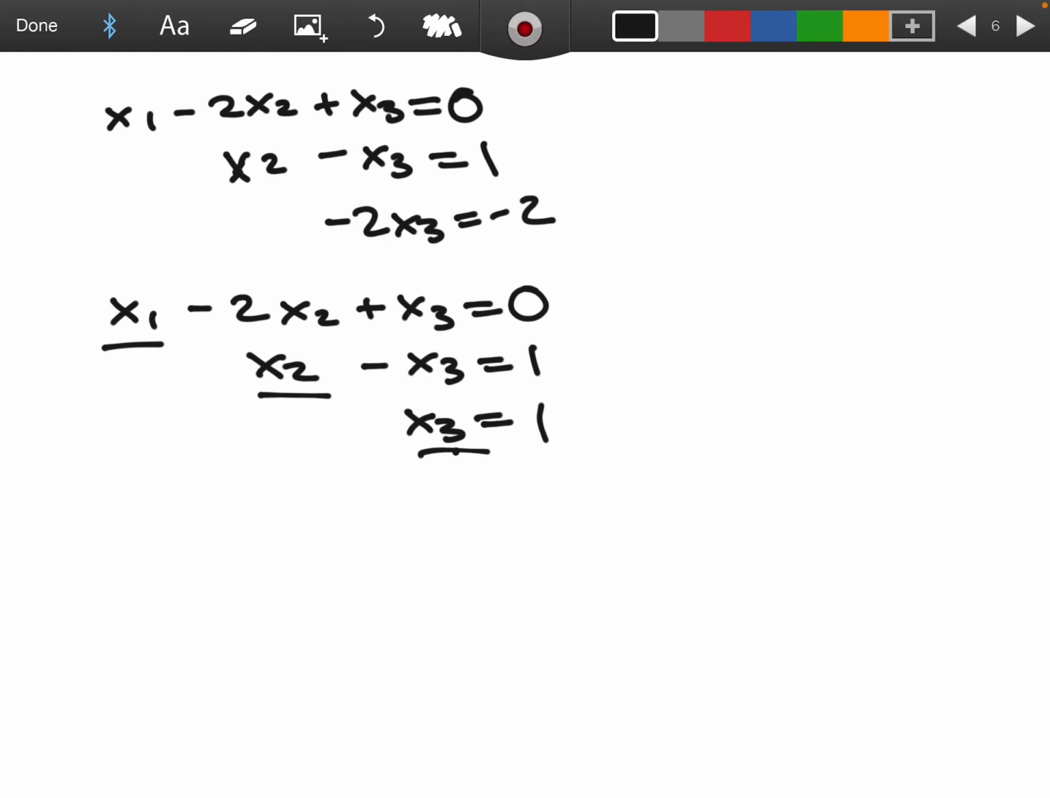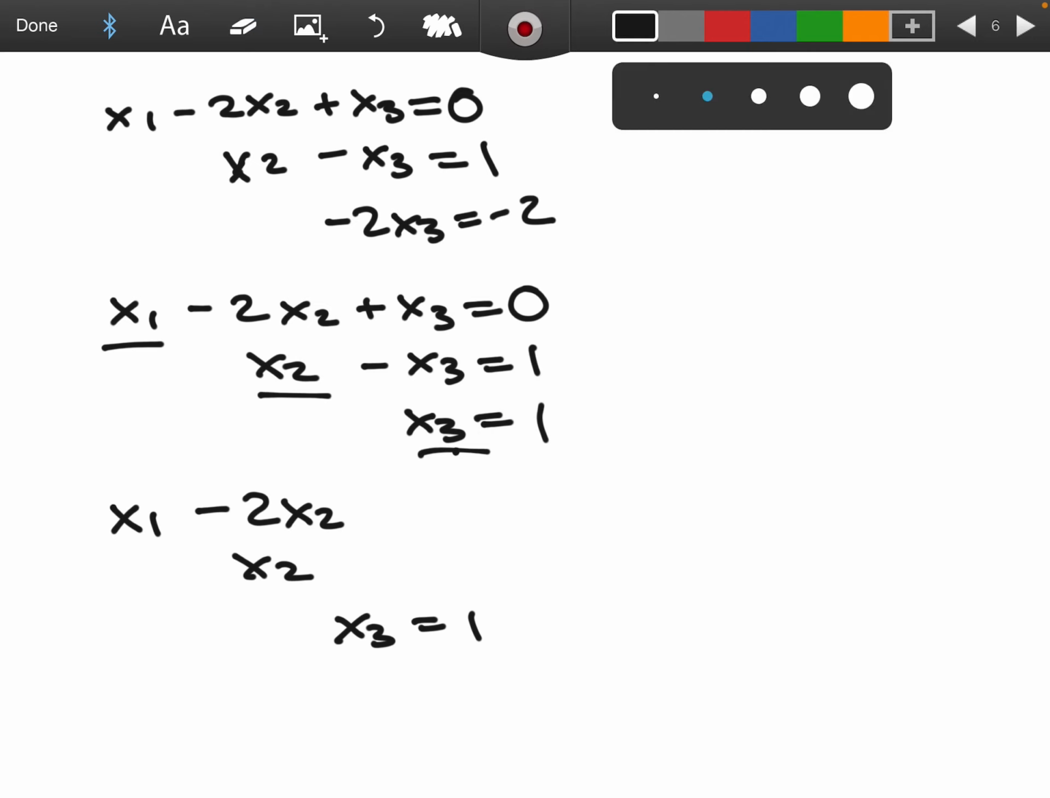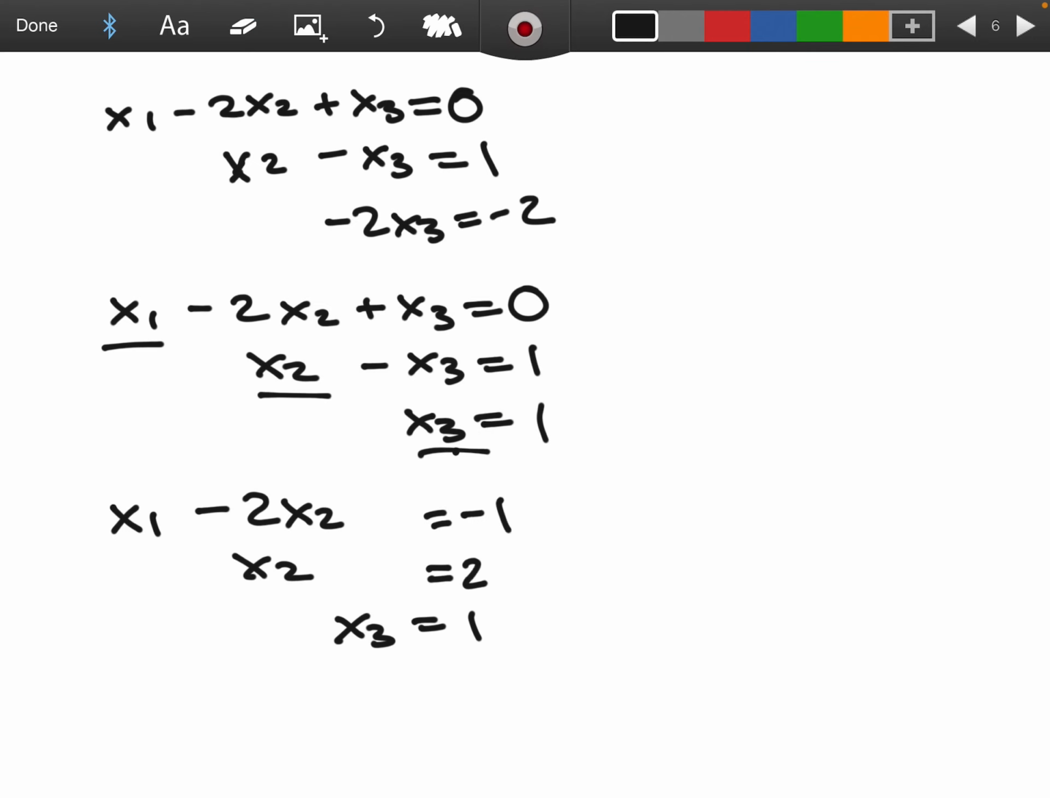You may have to add or subtract a multiple of that third equation if I were to have, let's say, a 2x3 or a 3x3 in my first or second equations. But if you go ahead and do that, you're going to end up with x1 minus 2x2 is negative 1. And I'm going to get x2 is equal to 2. And I'm going to have x3 is equal to 1. I'm going to move that over just so that we can see what is happening here. So I've eliminated x3 from my first and second equations.